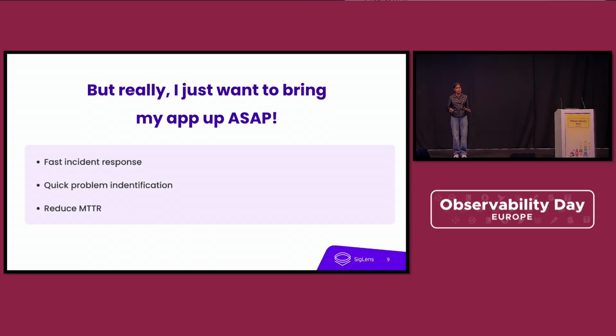Fast incident response is what matters to our users and to our business. The true value of observability is quick problem identification, which is finding the needle in the haystack. All I want is to minimize the mean time to resolution.